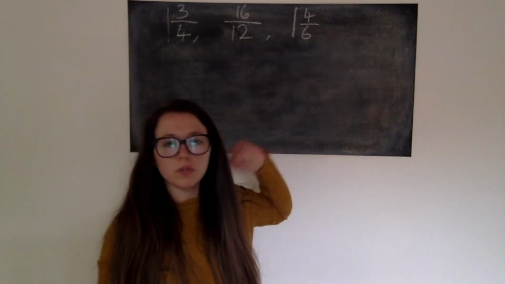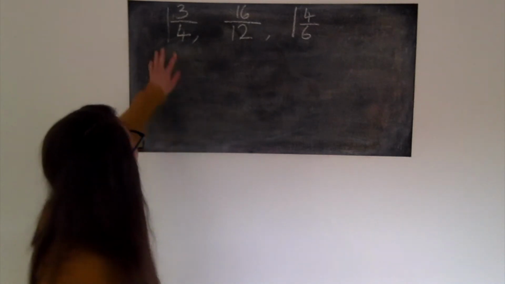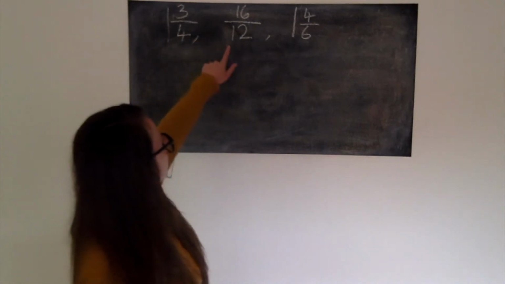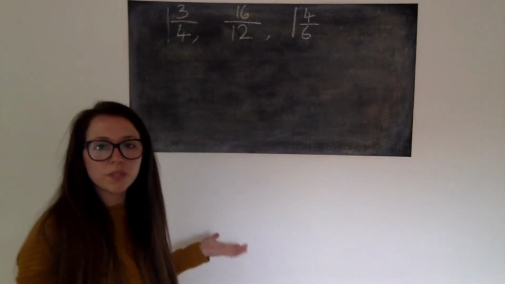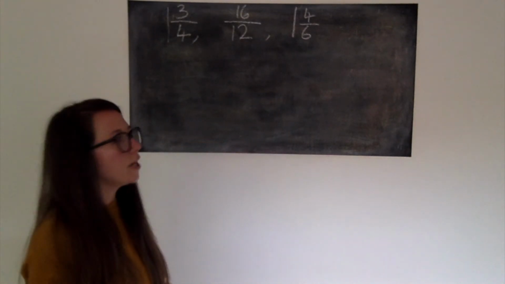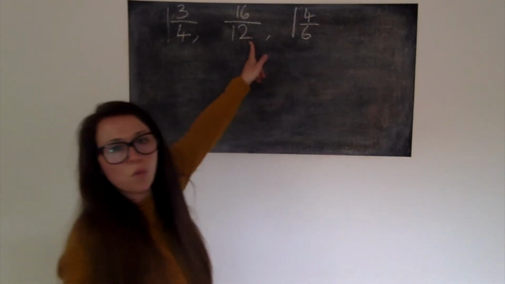Fractions, so from smallest to greatest. This is what you're going to be doing in today's task. So I have 1 whole and 3/4, 16/12, and 1 whole and 4/6. First things first, we need to make sure that they're all the same type of fraction. Hopefully you've noticed I've got 2 mixed number fractions and 1 improper.